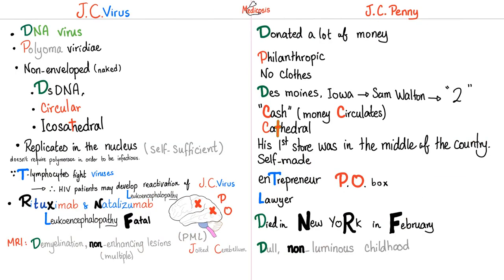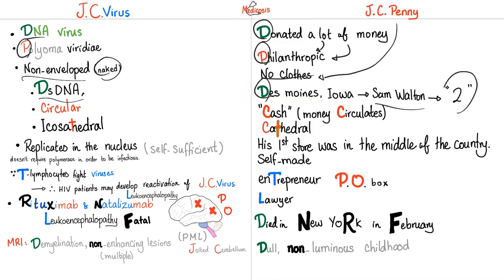JC virus versus JC Penney. JC virus is a DNA virus and JC Penney became philanthropic and donated a lot of money. JC virus is a DNA virus. Please be specific. It's a polyoma virus, and JC Penney is philanthropic because he donated a lot of money, so my mnemonics are interconnected. It's non-enveloped. It's a naked virus, and JC Penney started in poverty with no clothes. Double-stranded DNA. Des Moines, Iowa. He trained some molten. Now we have two famous billionaires, so D for double. It's circular. Yeah, his name is James Cash Penney. And you know, money circulates. Icosahedral. He was Christian, so you can say cathedral.